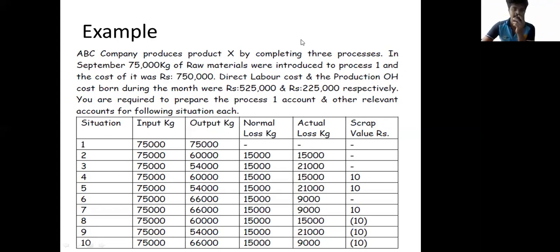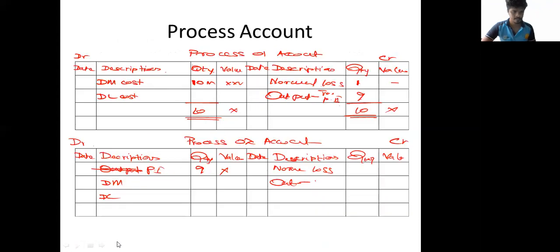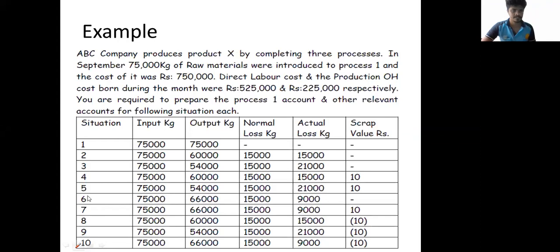Let's see the first case. Here you can identify in the first case, input 75,000, output 75,000. Input equals the output. That means we are not having any losses. Here it has been mentioned, we are not having normal losses. In a simple case, we are not even predicting any losses.